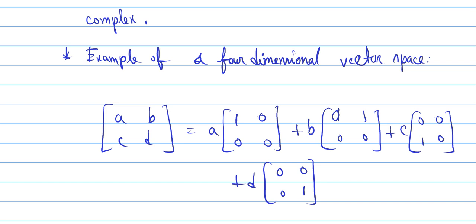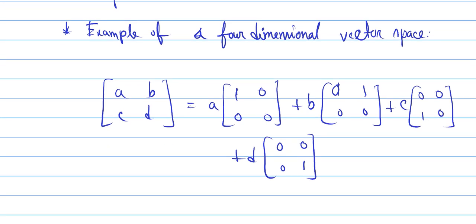Like this. These 4 vectors we can easily check. These 4 matrices are all linearly independent. We cannot represent one with help of the others. So as there are 4 independent vectors, this vector space is called a 4-dimensional vector space.